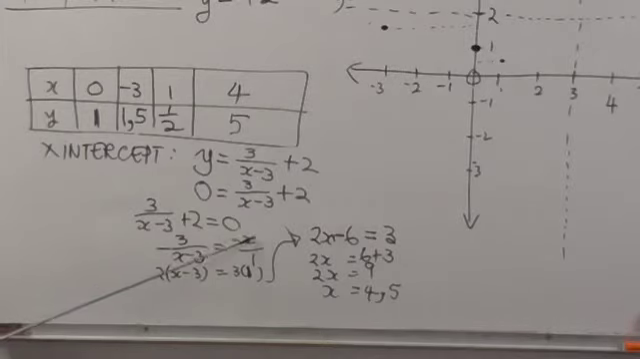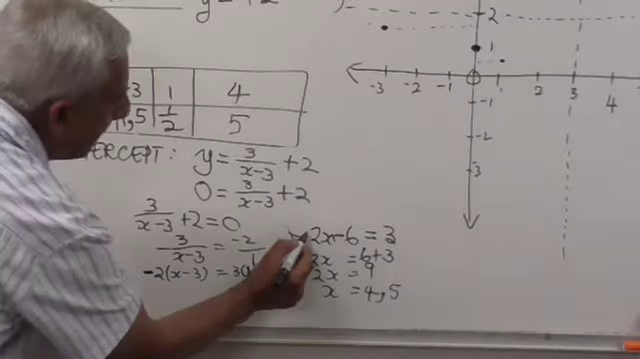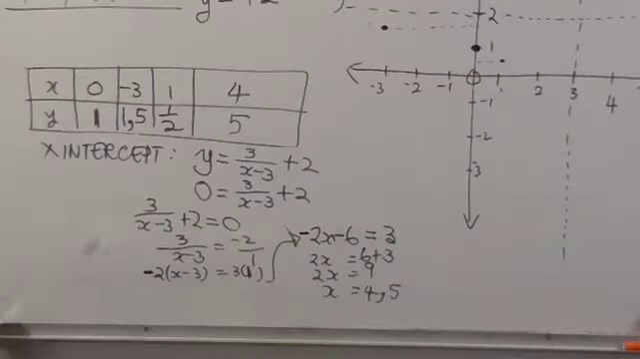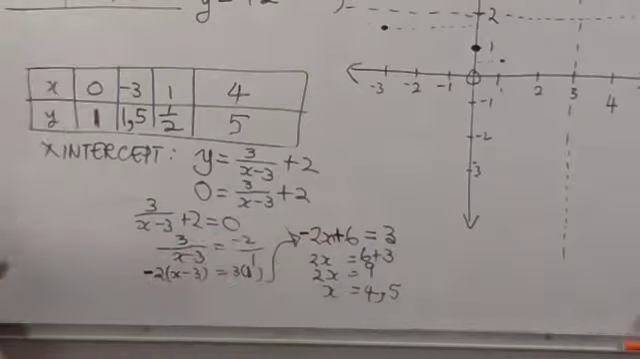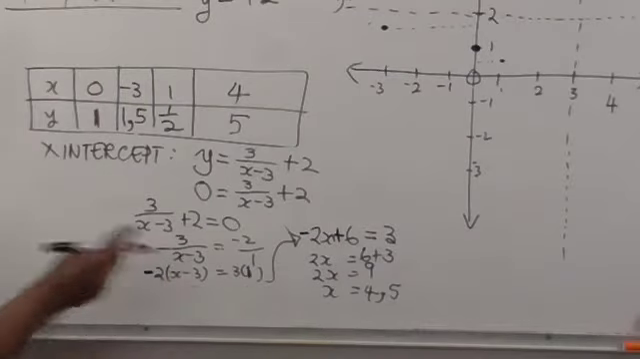When you are cross multiplying, it is minus 2 here. So minus 2 is supposed to be here. So minus 2 times x will give you minus 2x. Minus 2 times minus 3 will give you plus 6. And 3 times 1 will give you 3.